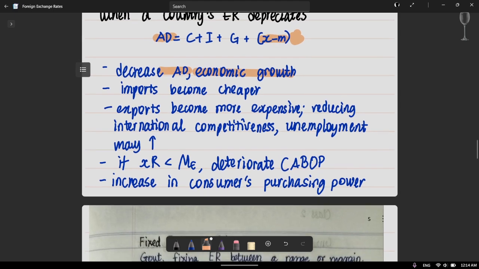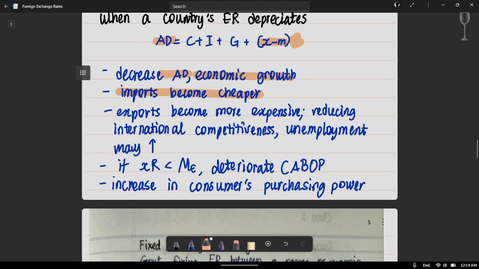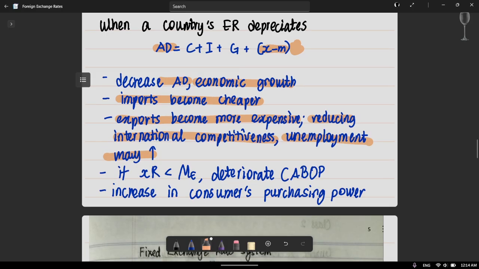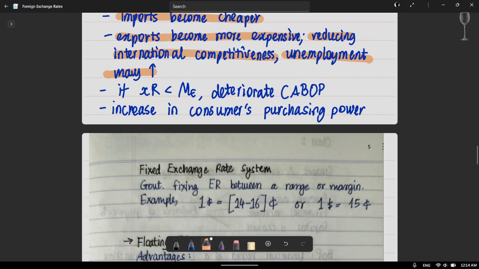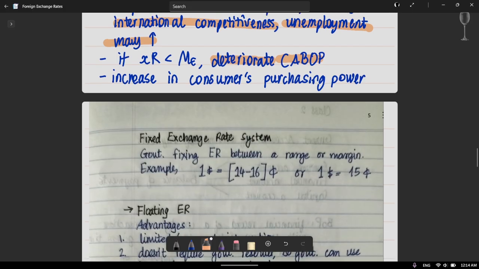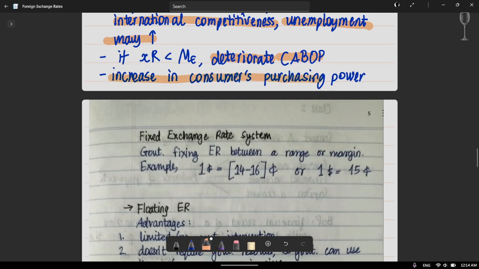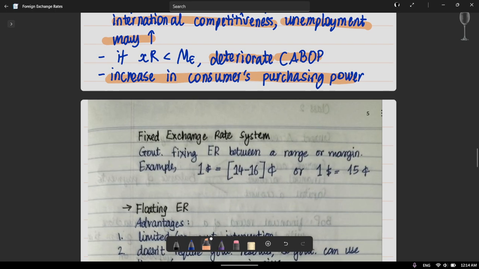Now, since it's the opposite, imports will now become cheaper, exports become more expensive, reducing your international competitiveness and causing unemployment. Now, if your import expenditure is greater than your export revenue, this could deteriorate the current account of the balance of payments, and this could lead to an increase in consumers' purchasing power.